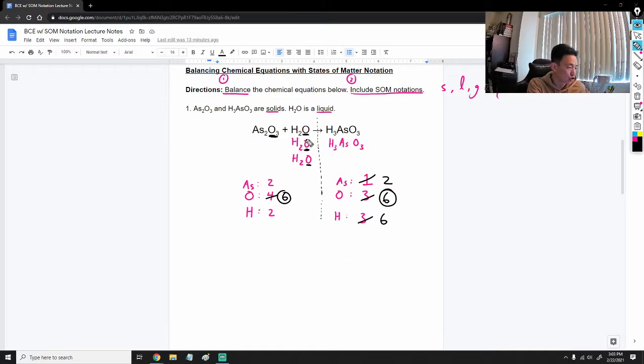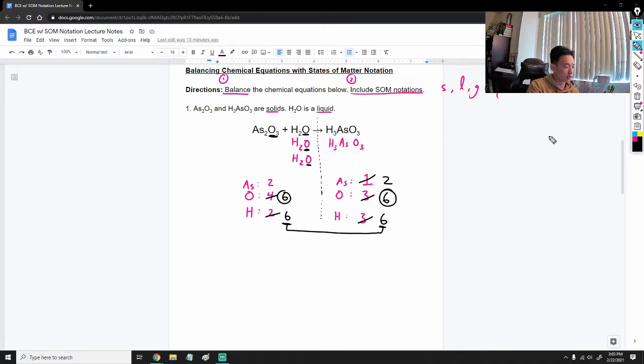Now I added H2O. That means I changed the number for hydrogen as well. So how many hydrogens do I have? I have 2, 4, 6. So I'm going to have 6, which is good because I have 6 here and 6 here. So these are balanced out. And if you notice, everything is balanced out now. So let's write the balanced chemical equation.